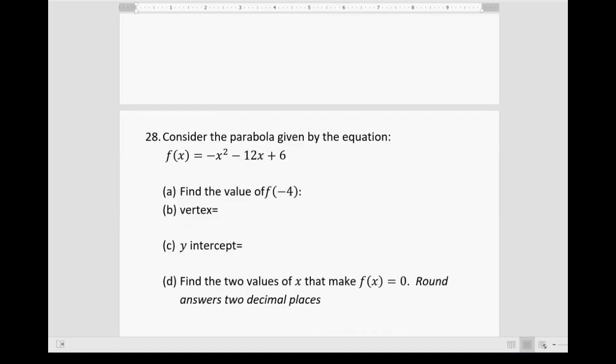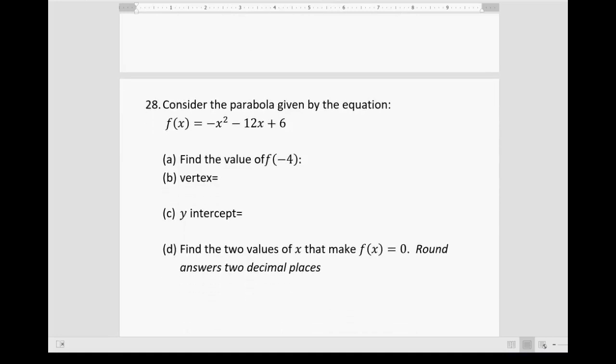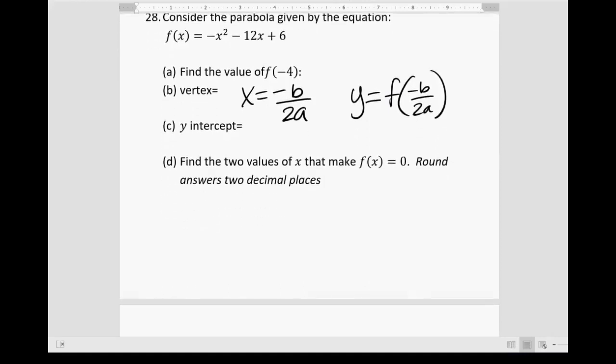If you are given the quadratic not in vertex form and you need to find the vertex, then you would use the vertex formula to find the x-coordinate of the vertex. So the x-coordinate of the vertex would be negative b over 2a. And then once you get that, to get the y, you plug in that negative b over 2a into x to then get your y. So for example, I'll just do this one here.